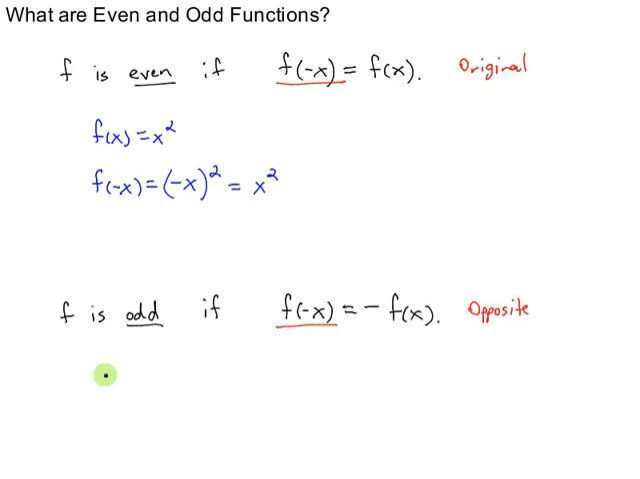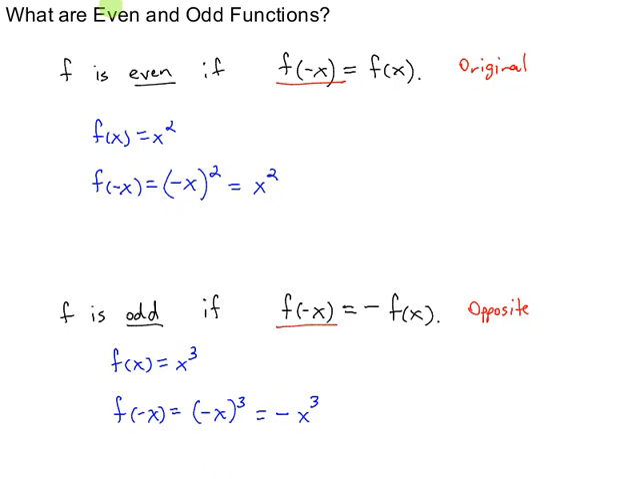A good example of an odd function is f of x equals x cubed. If you look at f of negative x, you get negative x quantity cubed. And now when you cube the negative, you get a -1. When you cube the x, you get x cubed. And notice the difference between these two. Negative x quantity cubed means you're cubing negative x. Negative x cubed means you're cubing the x and then taking the opposite of it. So f of negative x is the opposite of the original function f of x. So this is an odd function.